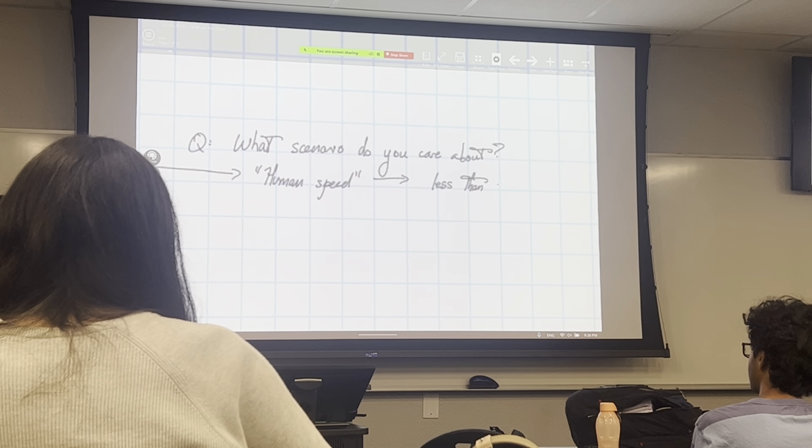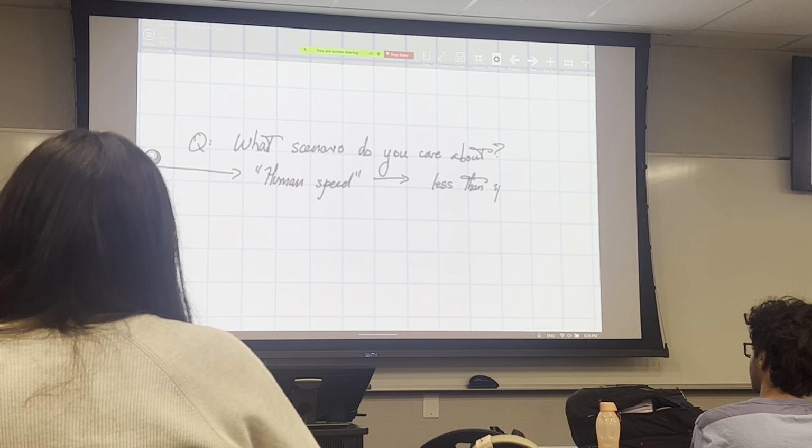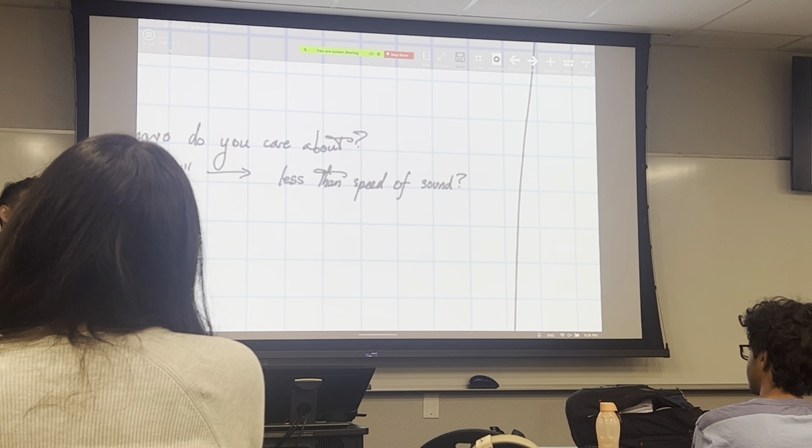Who knows what the speed of sound is? Mach 1? Yeah, but how fast is Mach 1? So 3 times 10 to the power of 8. No, that's the speed of light. Speed of sound is roughly 400 miles per hour-ish, somewhere around there.